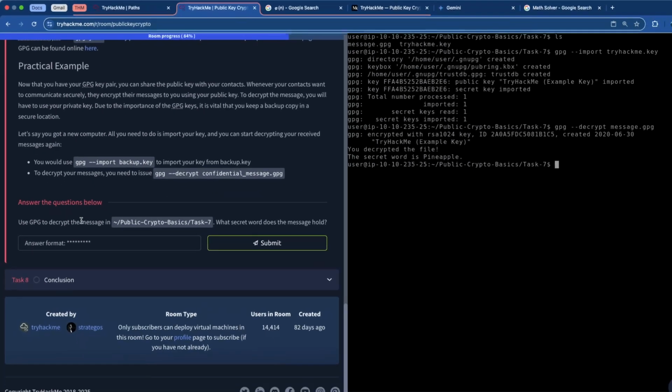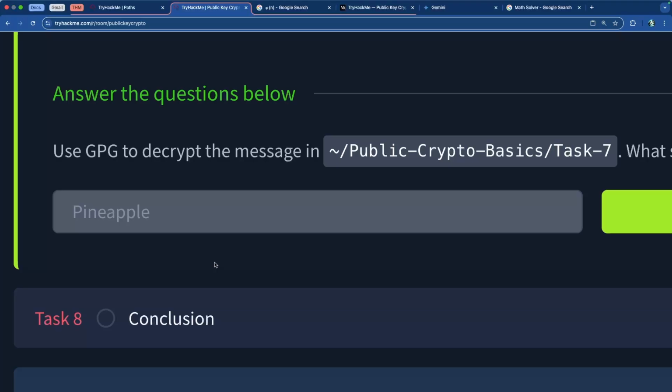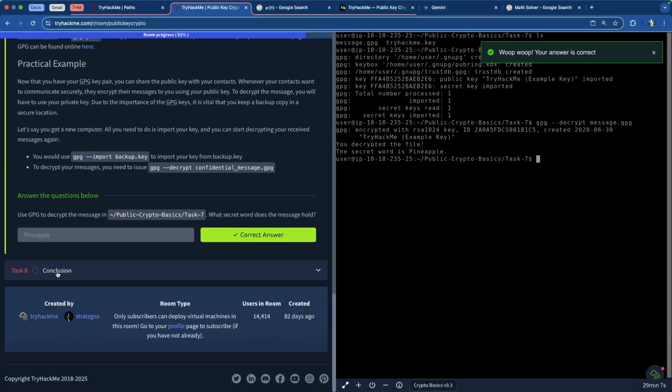So what is the secret word here? And that is pineapple, baby. Excellent. And we are now done. So let's run through the conclusion and you are free to go.